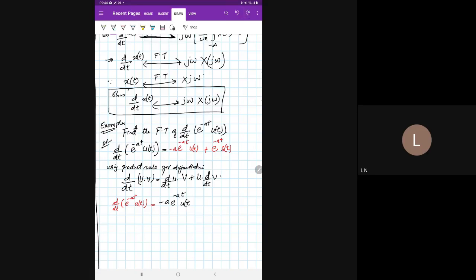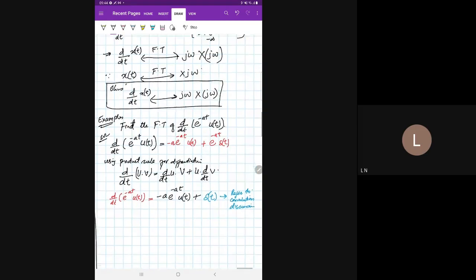Just a second, this will be delta of t. How? Refer to the convolution discussion. We have already discussed it when we were discussing convolution sum and convolution integral.